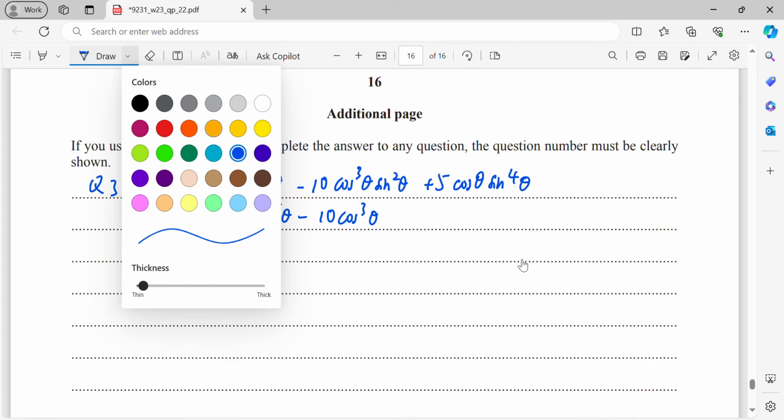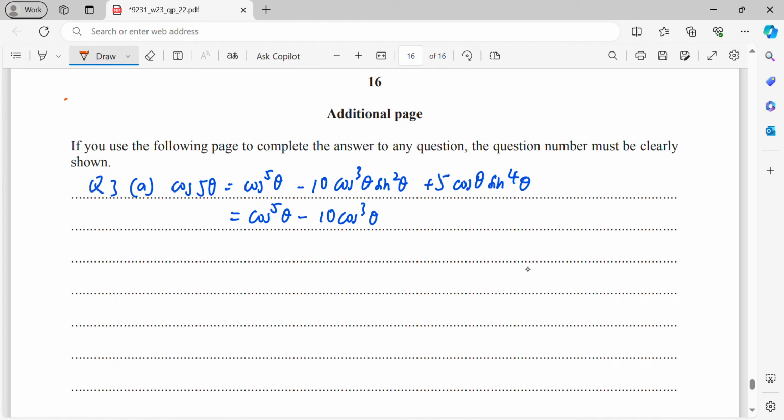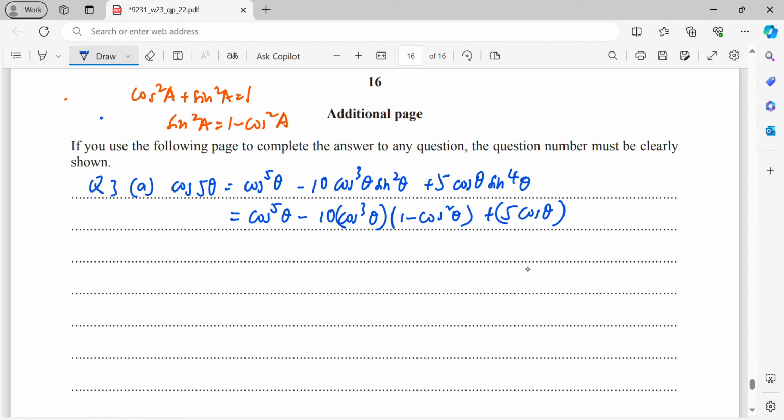Okay, so now to change the sine squared to cos, I will have to refer to cos squared A plus sine squared A is 1. So then sine squared A is basically 1 minus cos squared A. So that means this is going to be 1 minus cos squared theta plus 5 cos theta. Then the sine^4 theta is basically the square of sine squared. So the sine squared itself I change to 1 minus cos squared first. Then another square outside. That means now here I will just do expansion.